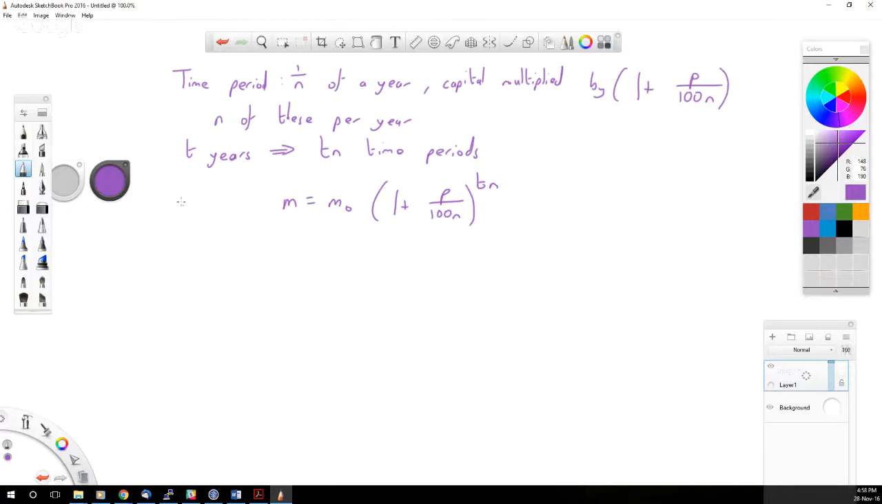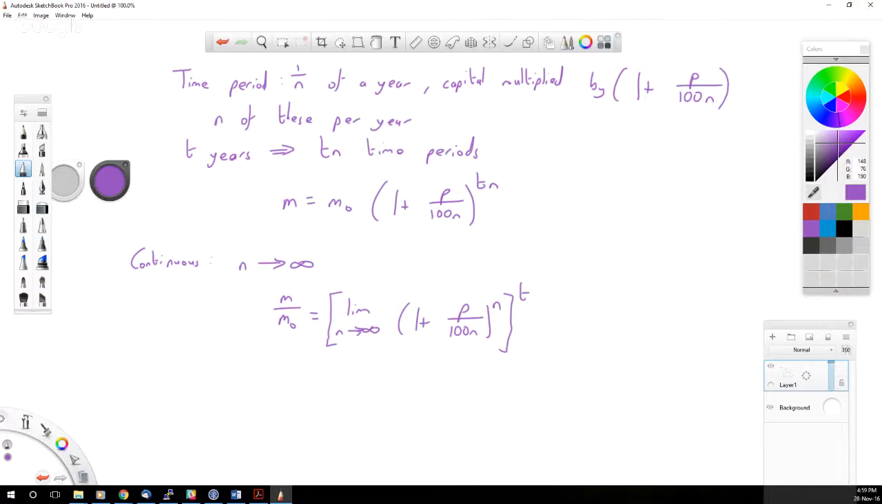Now, if we want continuous, which is the next part of the question, we basically have n going to infinity. So M divided by M naught is equal to the limit of n tending to infinity of 1 plus p over 100n, to the power of nt. And I'm going to just take the t out there.